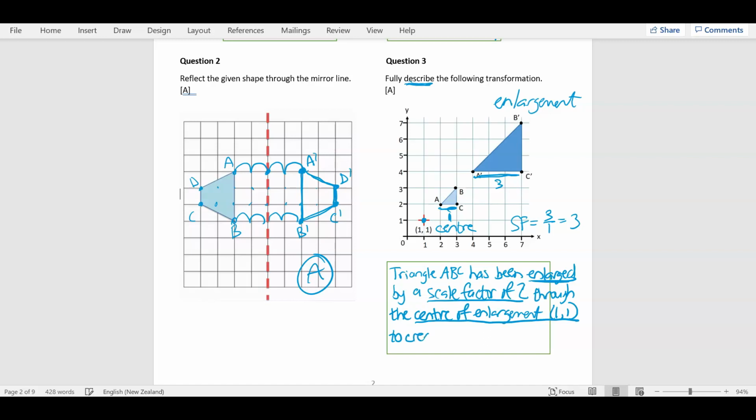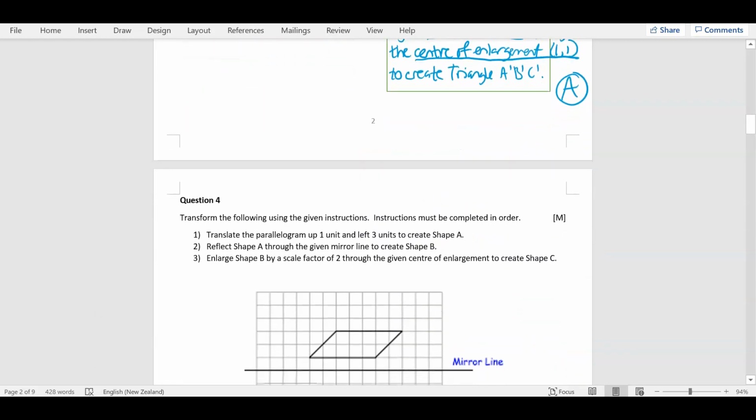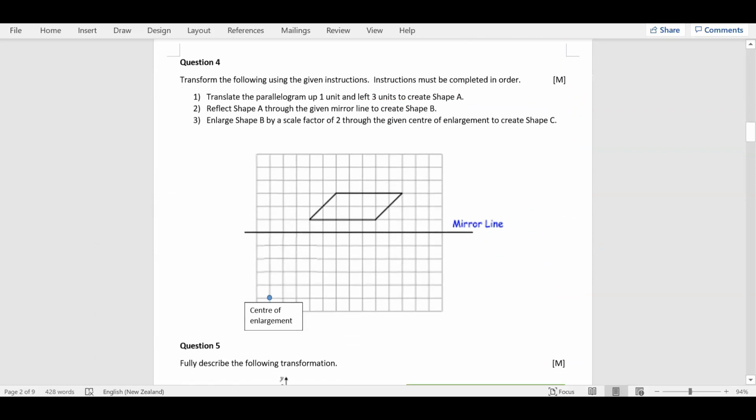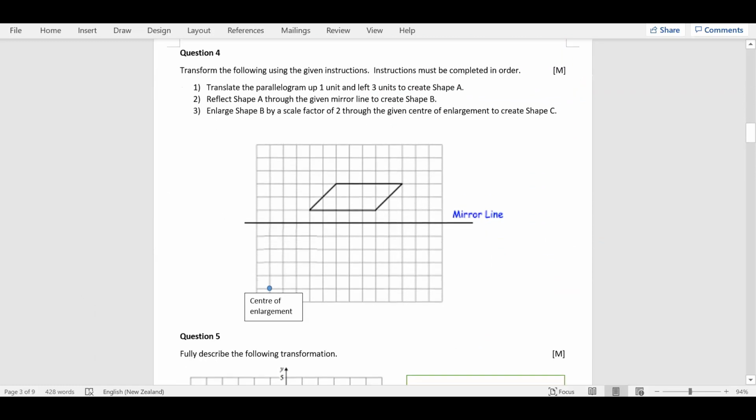And that was to create triangle A dash, B dash, and C dash. And that was the description of the big triangle. You might have said big triangle, dark triangle, whatever it is you needed to. So if you included each of those elements, the enlargement, the scale factor, and the center of enlargement, that was probably enough to get you an achieved mark because it was only an achieved question for that. So there's question 3. Hopefully you came away with 3 achieved marks there, but I know there were silly mistakes made throughout that, so let's try to minimize those for our end of year exam.